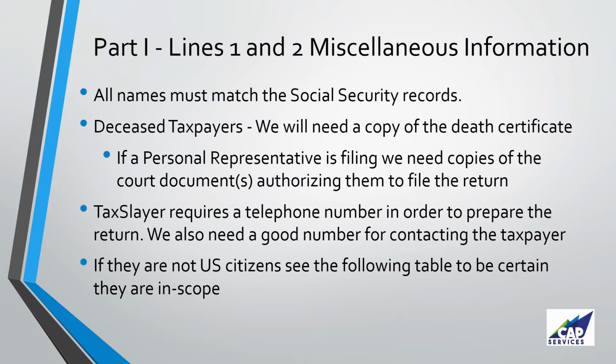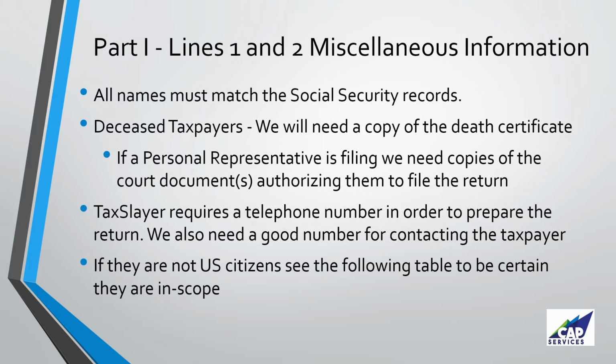Part 1, lines 1 and 2, miscellaneous information. All names must match the Social Security Administration. We must have Social Security cards for everyone on the return. Deceased taxpayers. If the client tells you they have this situation, inform them of the following. We need a copy of the death certificate. A personal representative may be the one filing. We need copies of the court documents or other documentation authorizing them to file the tax return.